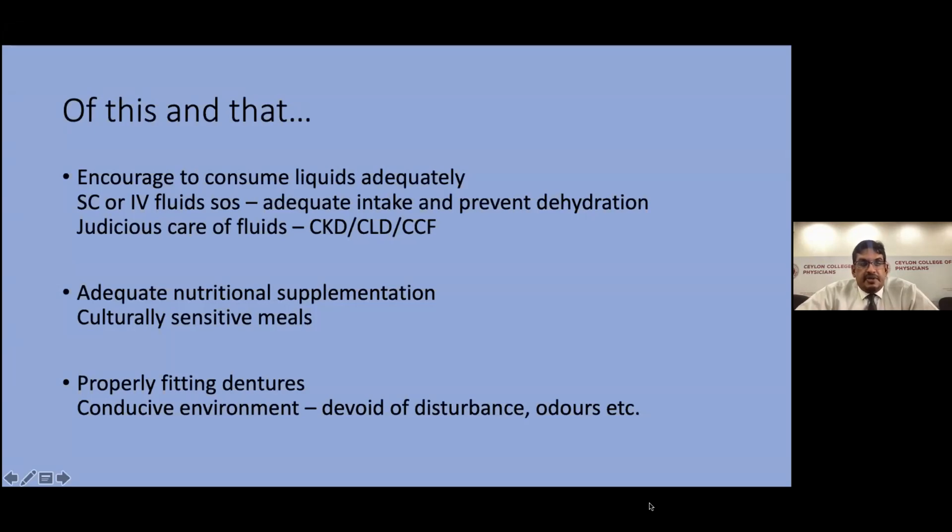Culturally sensitive meals should be given. The patient may be a vegetarian. We may offer chicken soup, which may not be appropriate for the patient. Properly fitting dentures and a conducive environment to eat. Look at our wards. There is so much disturbance at meal time and non-meal time as well. Sometimes the patient's eating area, I just noted that even in my ward, it was like that. The eating area is next to the toilet. So how much conduciveness is there? Odors as well as noise.